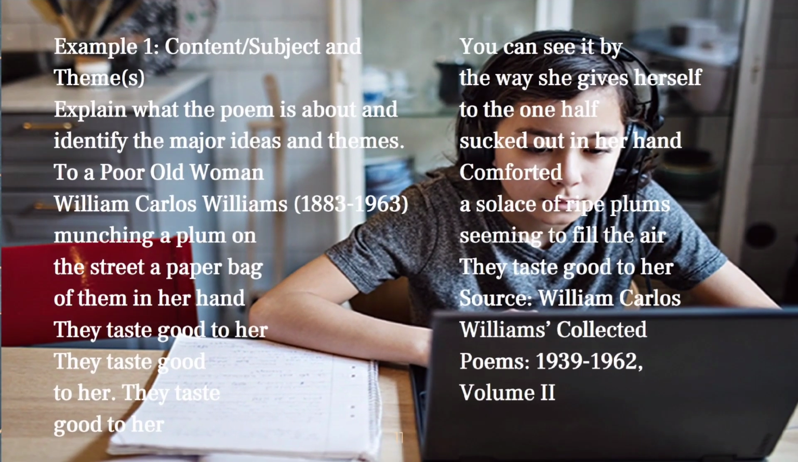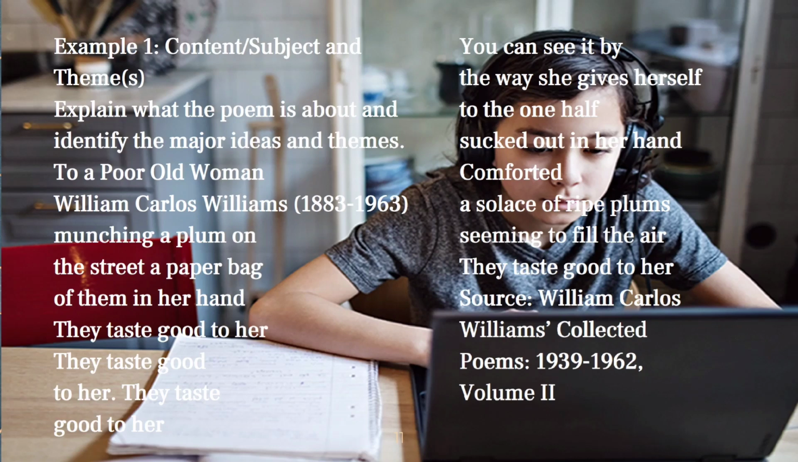Example. Content, subject, and themes. It explains what the poem is about and identifies the major ideas and themes. For example, To a Poor Old Woman by William Carlos Williams, 1883 to 1963.